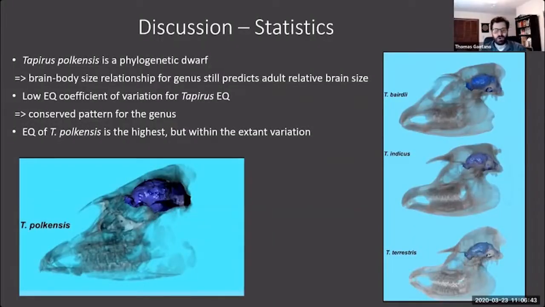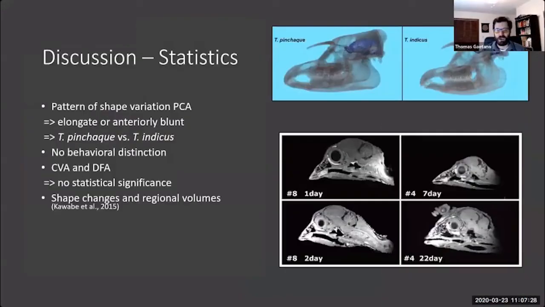Starting to analyze all that data, well, Tapirus polkensis is a phylogenetic dwarf, which means it's got a smaller body size than the extant living members of the genus. But based on my research, it does not appear that that has any effect over the relative size of its brain. There's elongation of the telencephalon going on. Qualitatively, you can observe that when you compare the Pinchaquai endocast and the indicus endocast, elongate versus anteriorly blunt and more rounded.